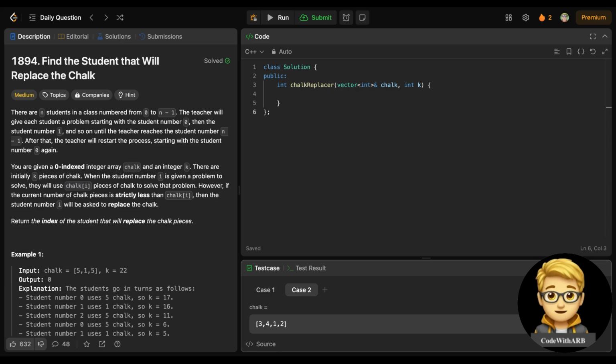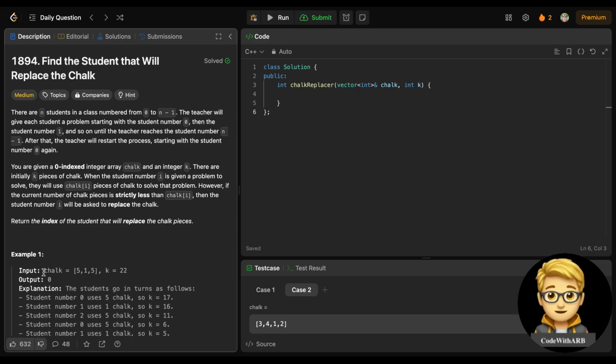You are given a zero-indexed array chalk and an integer k. There are initially k pieces of chalk. When student number i is given a problem, they will use chalk[i] pieces to solve that problem. Student number i is asked to replace the chalk if chalk[i] is strictly greater than the available chalk. We need to return the index of the student that will replace the chalk pieces. So basically the question is just to return the index where chalk[i] is more than the current remaining chalk pieces. That's the question.